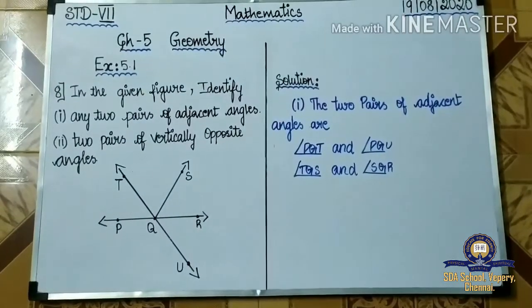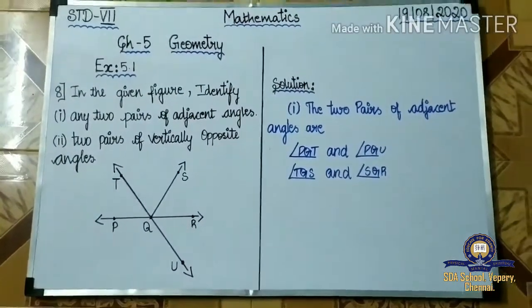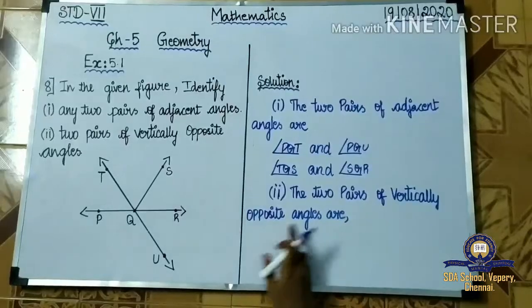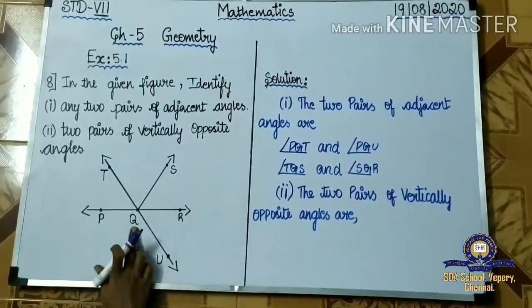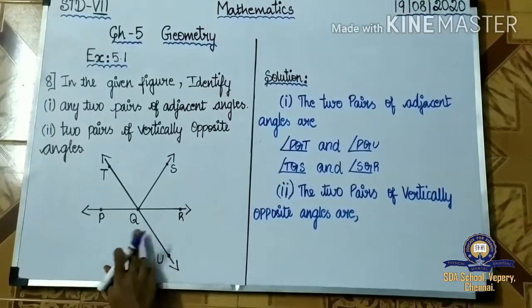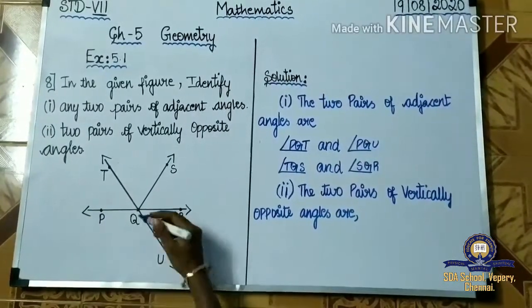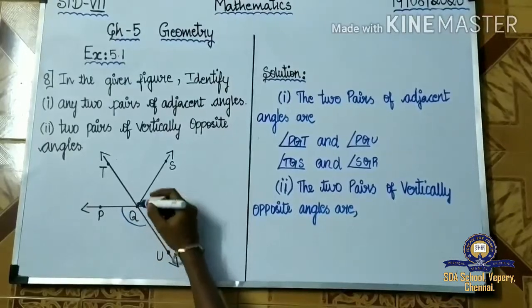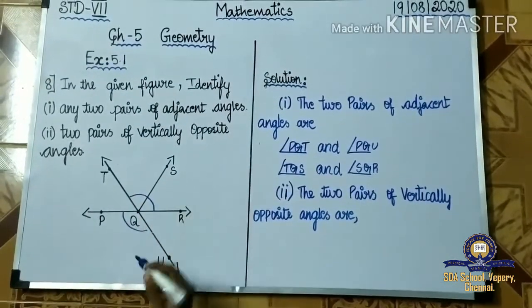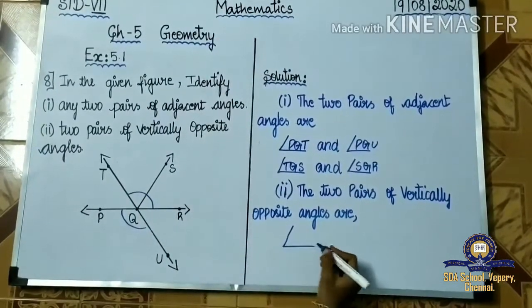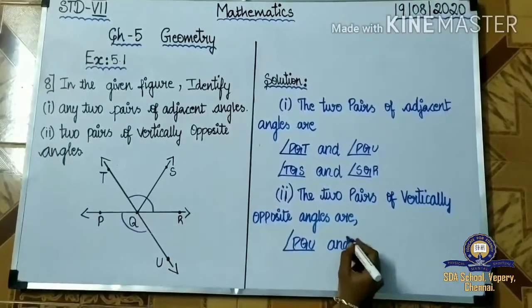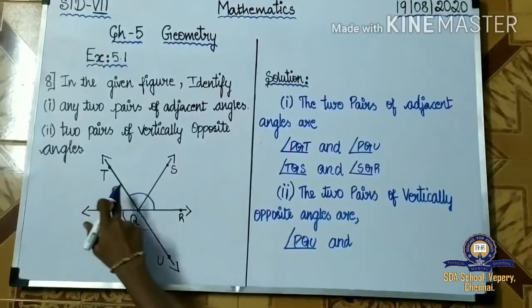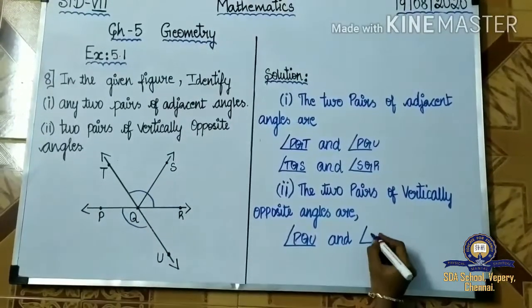Okay students, let's move on to our second subdivision. The two pairs of vertically opposite angles are, see here, angle TQU is vertically opposite to angle TSR. So, just mark the angle. Yes, shall we write now? Angle PQU is vertically opposite to angle TSR.